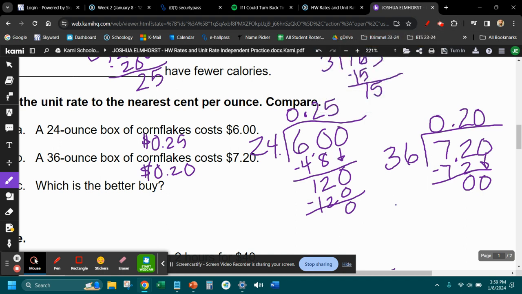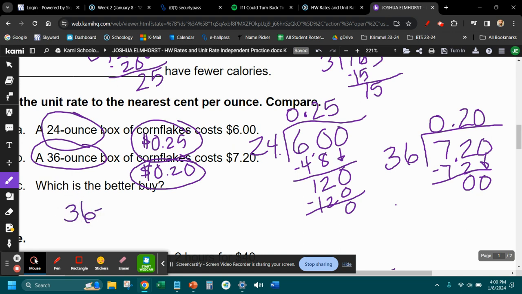So once you divide the cost by the ounces for A, and then the cost by the ounces for B, we find that the small box of cornflakes is 25 cents an ounce. The large box of cornflakes is 20 cents per ounce. So which one is cheaper? The 36-ounce box is cheaper, or the better buy.